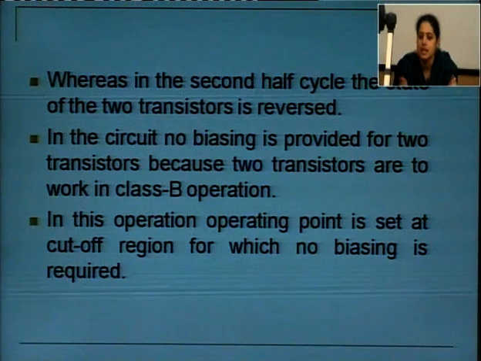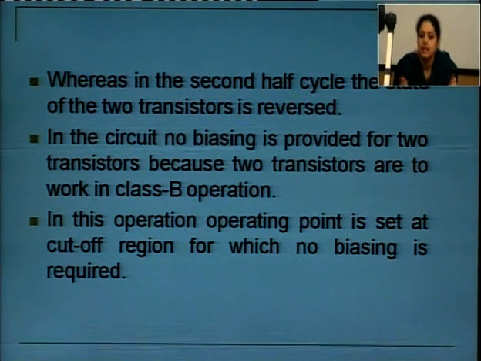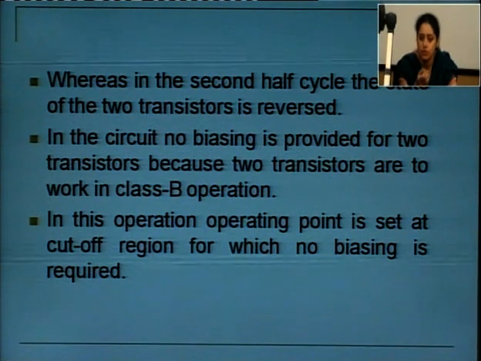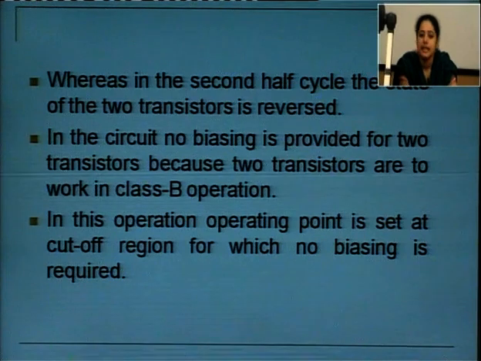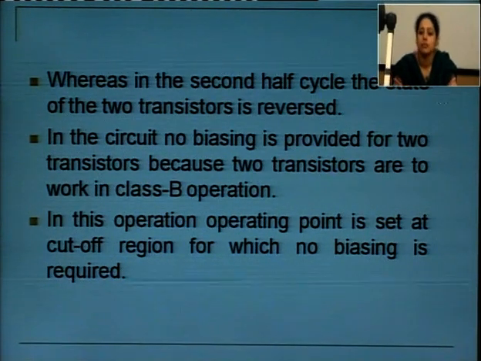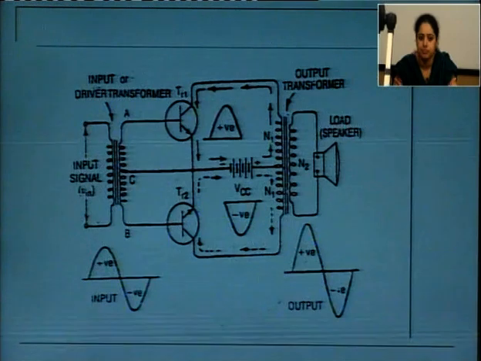In the circuit, no biasing is provided for the two transistors because the two transistors are to work in class B operation. We have discussed the class B power amplifiers. In class B amplifiers, your collector current was equal to 0. So no biasing circuit was provided in class B amplifiers. In this operation, the operating point is set at the cutoff region, for which no biasing is required.